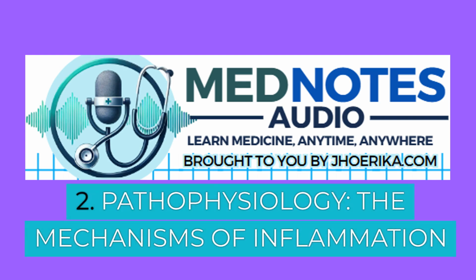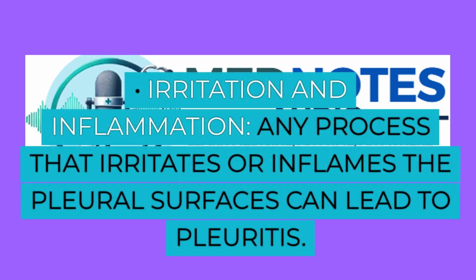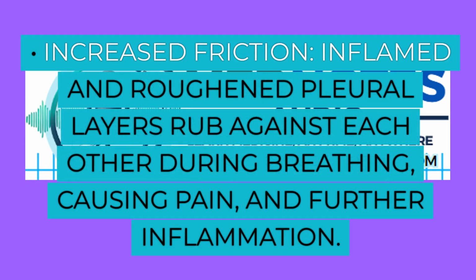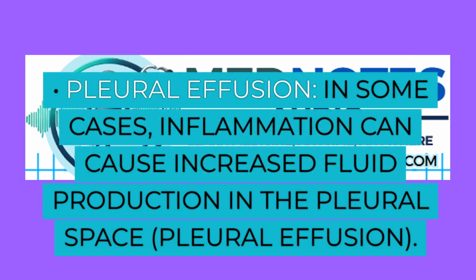2. Pathophysiology. The mechanisms of inflammation and irritation. Any process that irritates or inflames the pleural surfaces can lead to pleuritis. Increased friction. Inflamed and roughened pleural layers rub against each other during breathing, causing pain and further inflammation. Pleural effusion. In some cases, inflammation can cause increased fluid production in the pleural space, called pleural effusion.